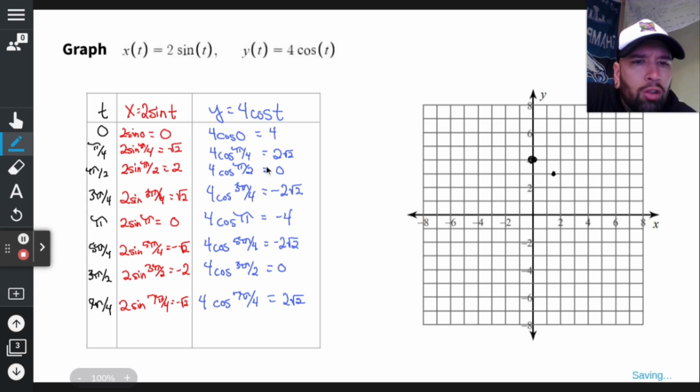And then 2, 0 lives right there. And then root 2, negative 2 root 2. So basically this guy, but down here. 0, negative 4.